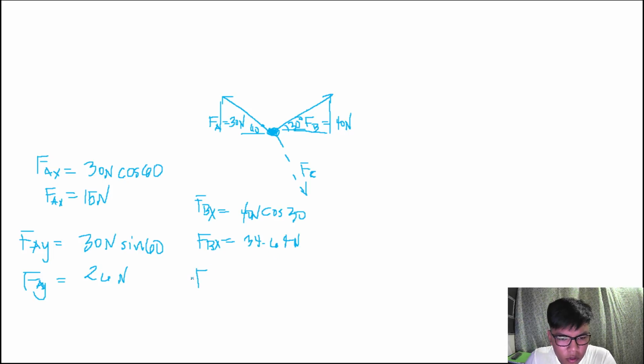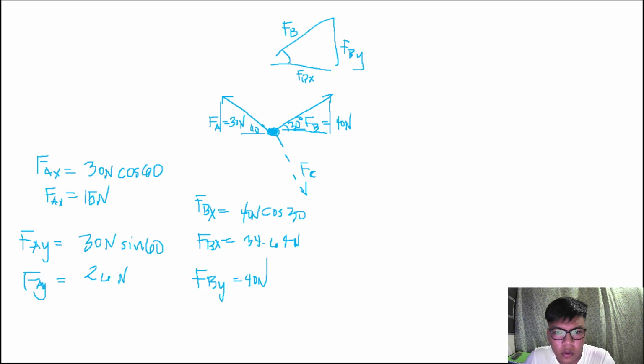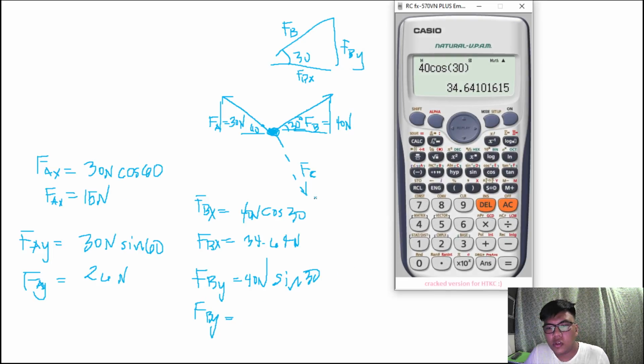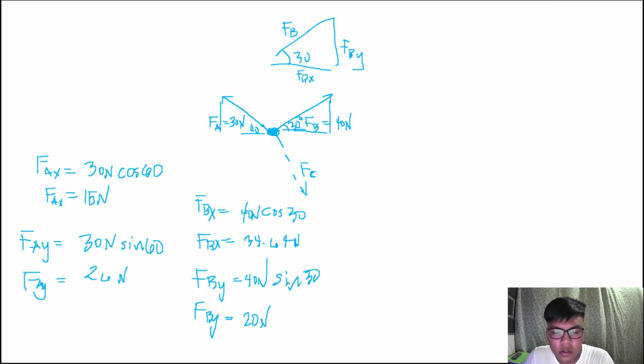So ngayon, so we have FBY. So we have 40 newton. So based pa rin sa triangle na to, di ba? Ito yung triangle na yan. So ito yung FB mo. So ito ngayon yung X component mo, di ba? FBX tapos FBY. Ito yung angle. Opposite, adjacent. Kaya kakaroon ka ng 40 cosine 30. Ngayon, 40 newton sine 30. Okay, so FBY will be equal now to 40 times sine 30. So we have 20 newton. Okay, so ayun na ngayon.